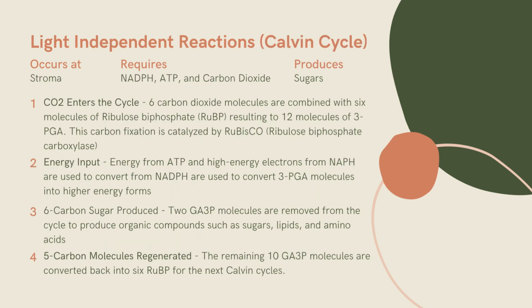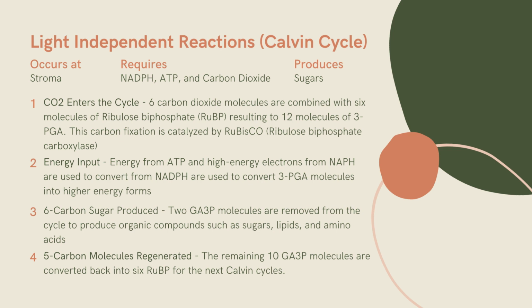Now we will move on to light-independent reactions, or the Calvin cycle. The Calvin cycle is named after the American scientist Melvin Calvin, who worked out the details of this remarkable cycle. The Calvin cycle occurs in the stroma, or the liquid-filled space inside the chloroplast. It requires NADPH, ATP, and carbon dioxide. It produces sugars for our energy, so energy production.